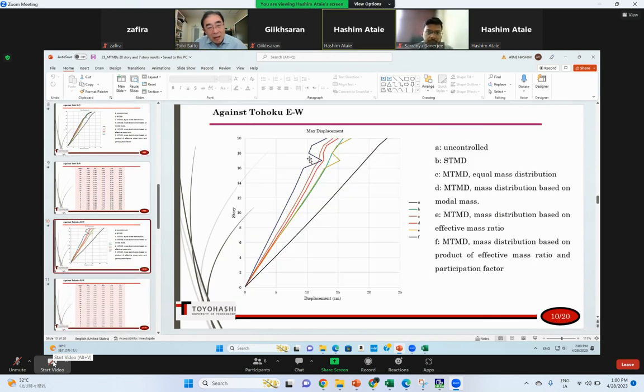And on the Sudoku, it is very reasonable in the product of effective mass ratio and participation factor. Why is there a sudden change here? Because the displacement of the TMD, which is modeled, has the same height as the building height. So the damping is small, so the displacement is small. If somehow the stroke length of the TMD is also calculated by itself.